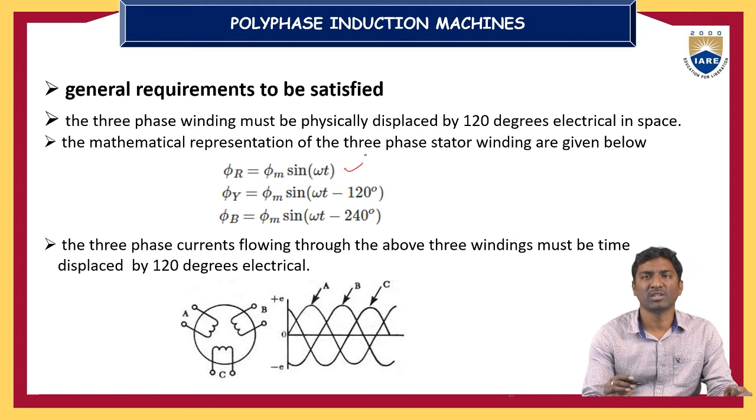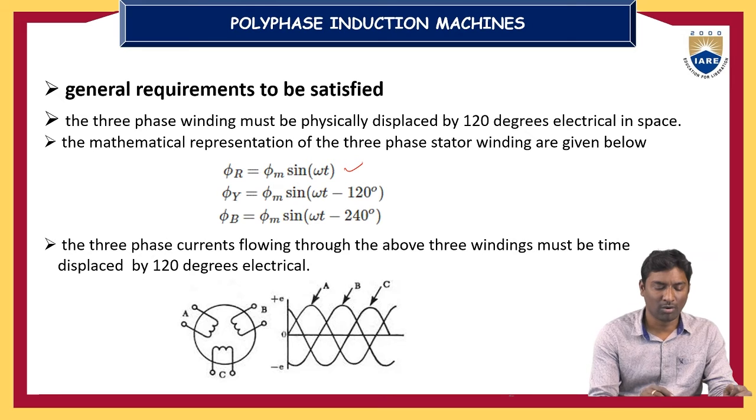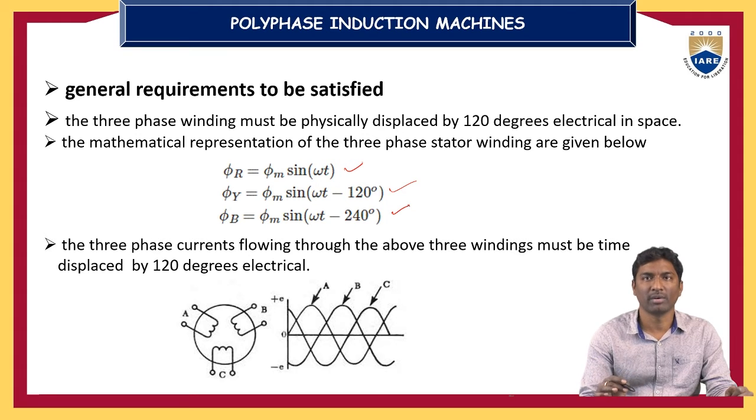Another phase is displaced by 120 degrees. Now phi y is equal to phi maximum into sine omega t minus 120 degrees. Similarly, for B phase, phi b is equal to phi maximum into sine of omega t minus 240 degrees. So these three phase currents flowing through the above three windings must be time displaced by 120 degrees electrical.